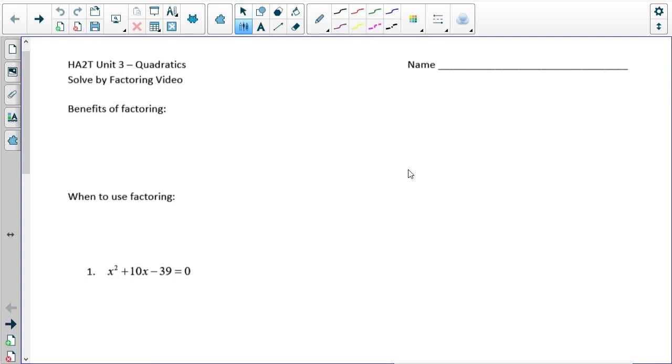We're going to talk about solving by factoring today. So the benefits of factoring, number one, it's usually the easiest method to solve quadratics.